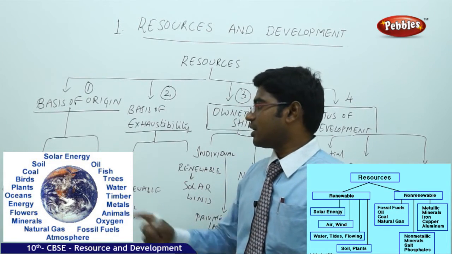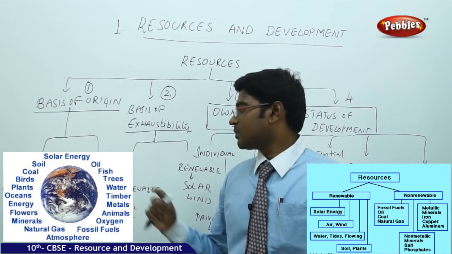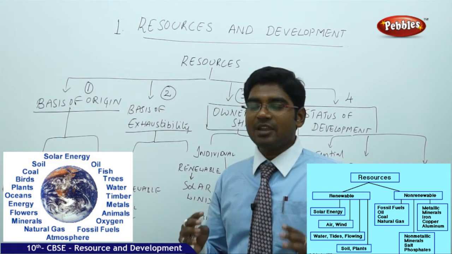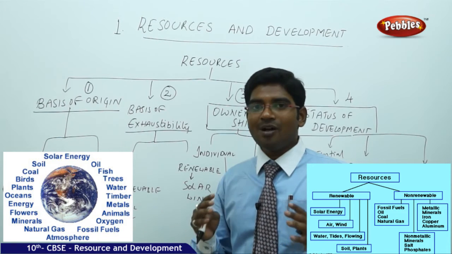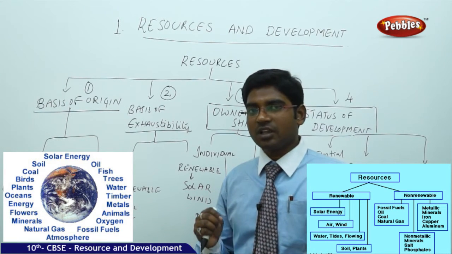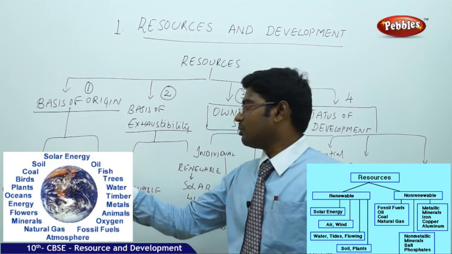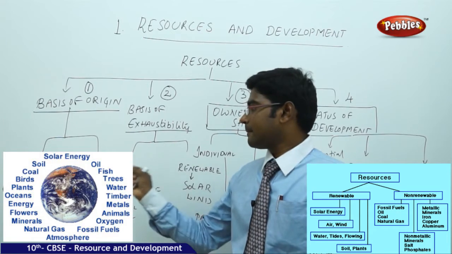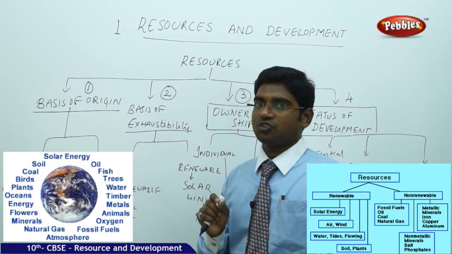Examples of biotic are flora and fauna, fisheries and livestock. All the living animals and all the living creatures available in nature come under the category of biotic. Examples are flora and fauna, fisheries, livestock.